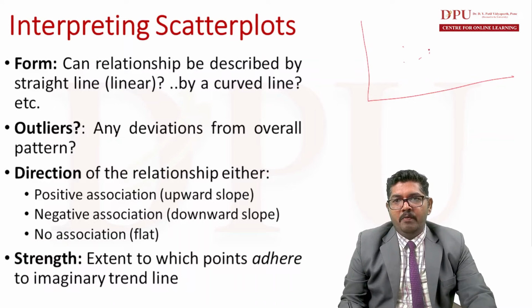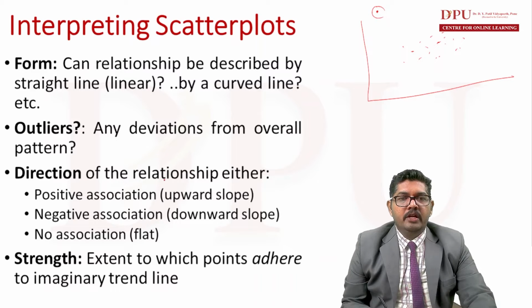we have a scatter plot like this, and one of the points is somewhere here, right? Now this particular point is called an outlier, because this point is not considered a part of this particular cluster or pattern. So these are outliers.